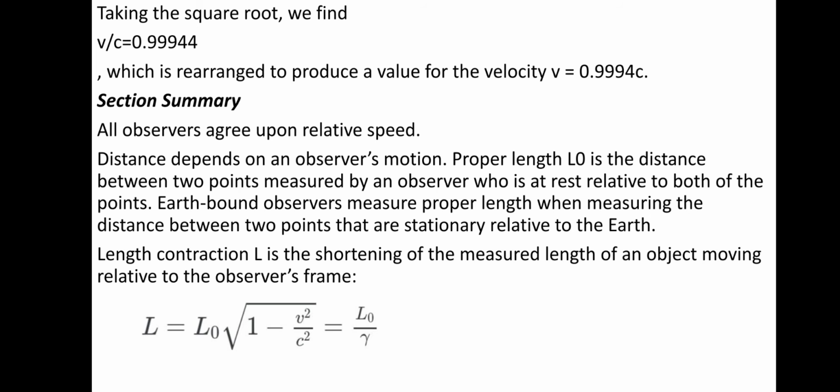So we have the summary now: all observers agree upon relative speed. Distance depends on the observer's motion. Proper length L0 is the distance between 2 points measured by an observer who is at rest relative to both of the points. Earth-bound observers measure proper length when measuring the distance between 2 points that are stationary relative to the Earth. Length contraction L is the shortening of the measured length of an object moving relative to the observer's frame. So these are the formulas.